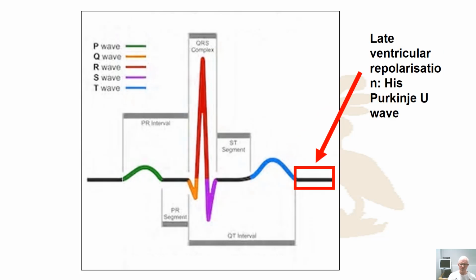repolarization. And then finally, and this is where you will see a U wave, it's not highlighted on here, it's the final part of ventricular repolarization just before the whole process starts again, and again it's related to the bundle of His and the Purkinje fibers.